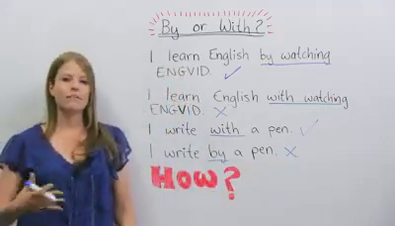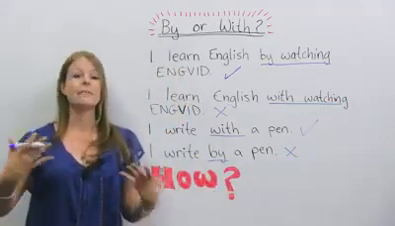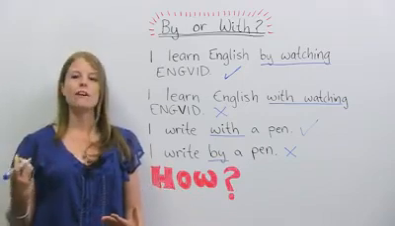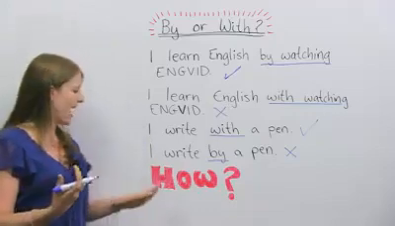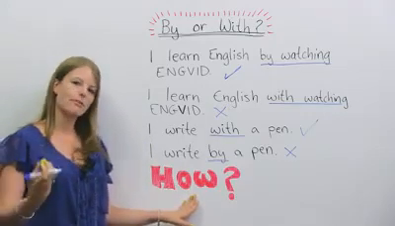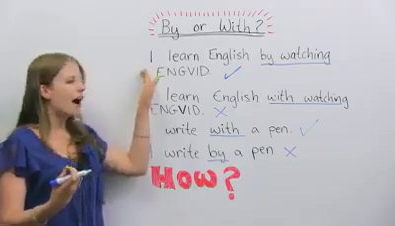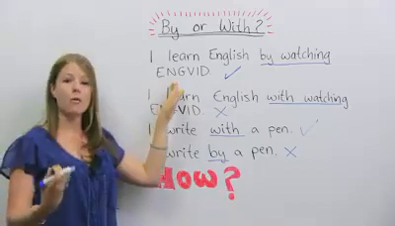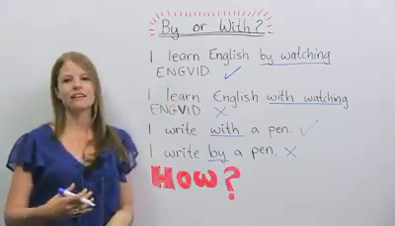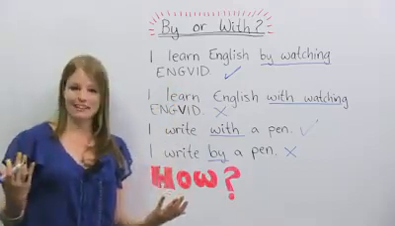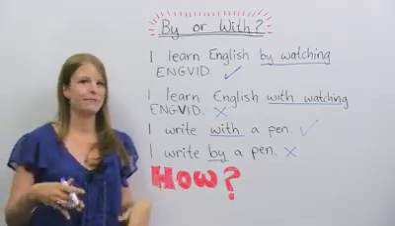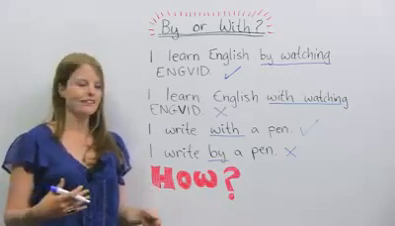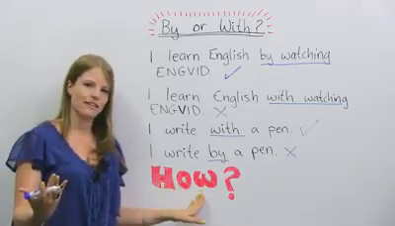So before we talk about some of the differences, let's talk about the similarities. How are by and with the same? Well, they both answer the question how. How do you learn English? I learn English by watching Ingvid. I learn English by reading my dictionary every night. That's probably not a good idea, but I learn English by talking to people. Okay, so that's answering how you do something.